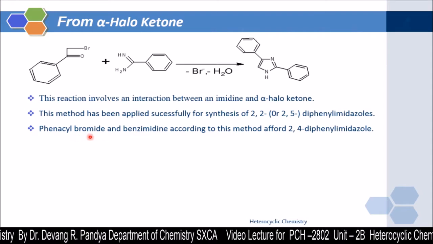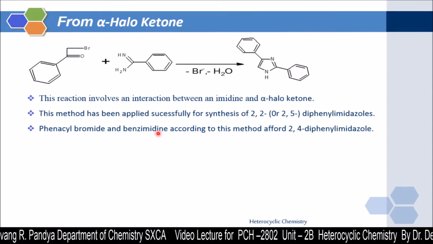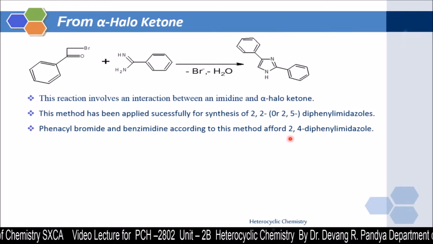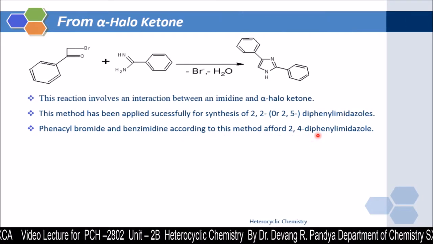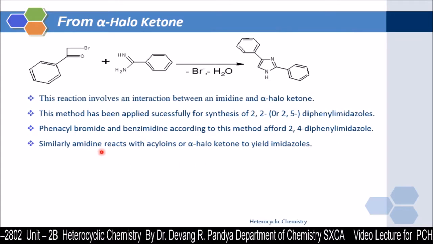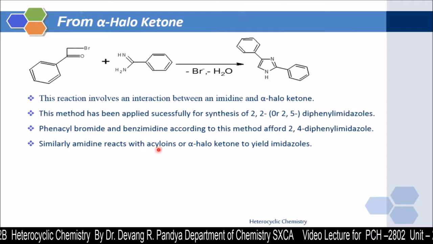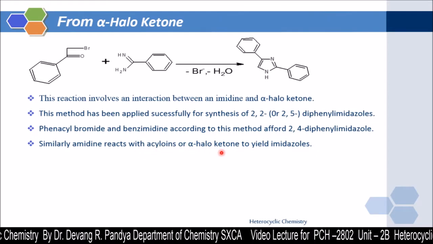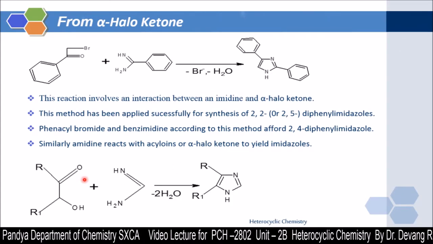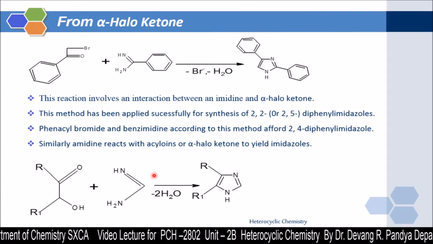Phenacyl bromide and benzimidine, according to this method, give 2,4-diphenyl imidazole. Similarly, imidines react with acyloins or alpha-haloketones to yield imidazoles. This is the reaction for that.